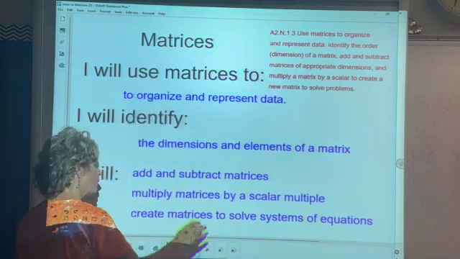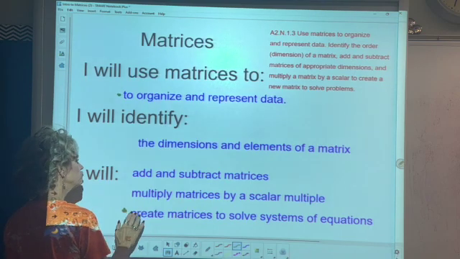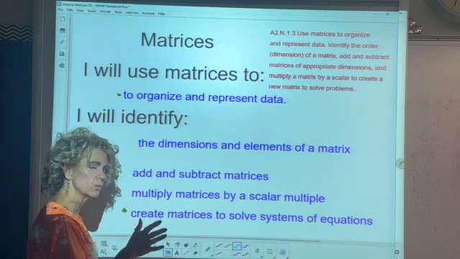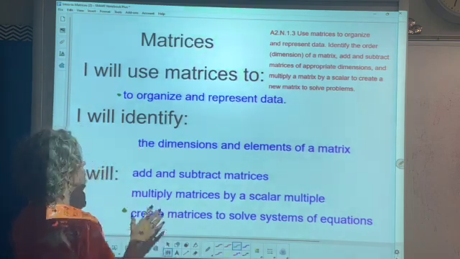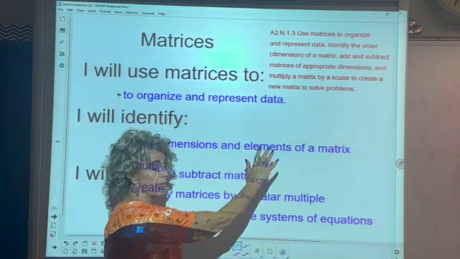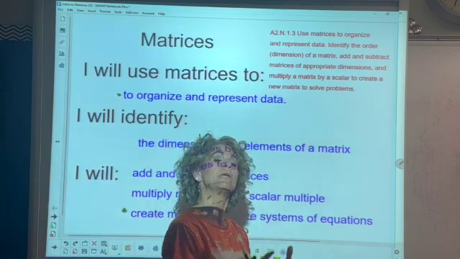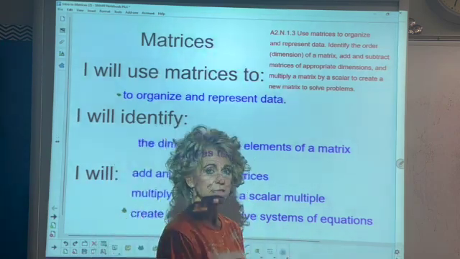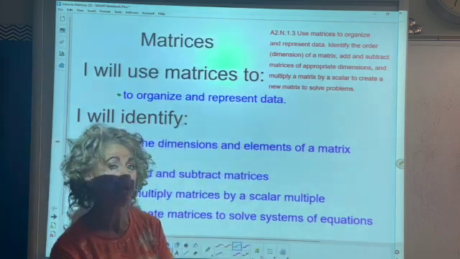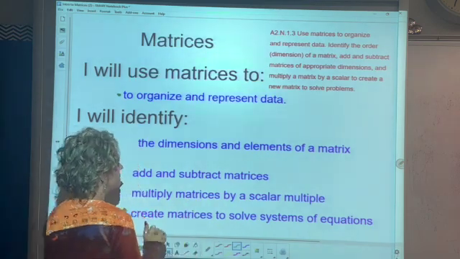But we will do both of these, but in time it's probably going to be about 2 lessons. So not this one, maybe the next one. We'll see how this one goes, okay? So, you know, we've got the bulk of it, identifying the dimensions and elements of a matrix, because if we can't identify the dimensions and elements of a matrix, then how can we create one? If we can't even identify it, we have to be able to identify what a matrix is supposed to be before we can ever create one. Okay? We will add and subtract matrices, and we will multiply by scalar multiple.